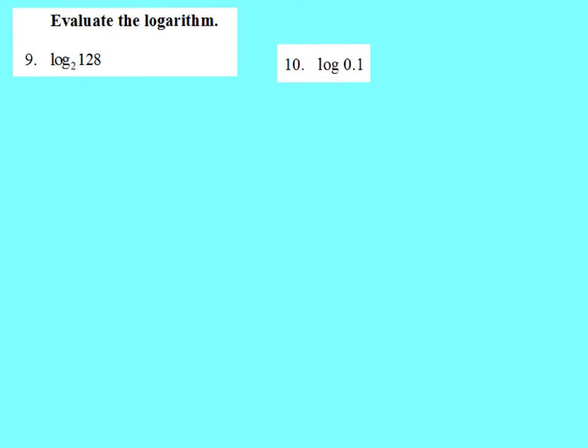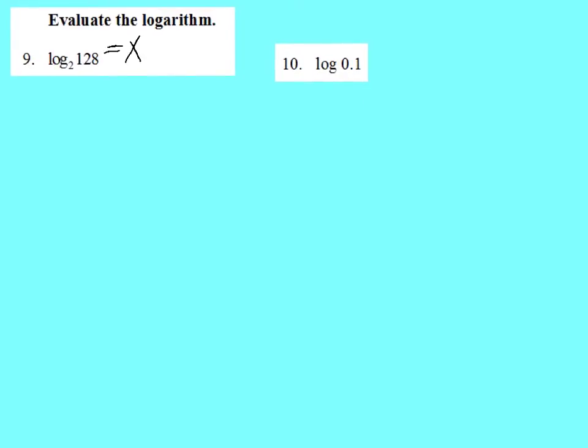Alright, number 9 and 10 say to evaluate the logarithm. So our first step is to set this equal to x. Now we're going to change the form. It's in logarithmic form, so we're going to change to our exponential form, which is saying b to the x. So my b is the 2, and I'm raising that to the x power, and it's equal to 128.